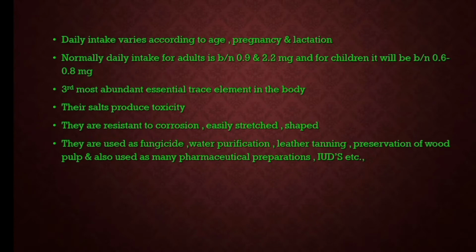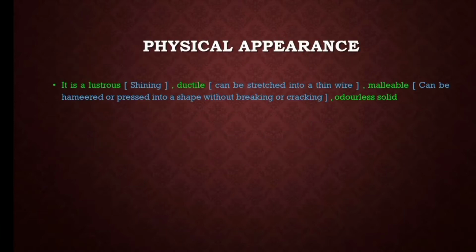They are resistant to corrosion and can be easily stretched and easily shaped also. Copper can be used as a fungicide, and it is also used in water purification, leather tanning, and in the preservation of wood pulp. These are also used in many pharmaceutical preparations and IUDs, that is intrauterine devices, the contraceptive devices, and so on.